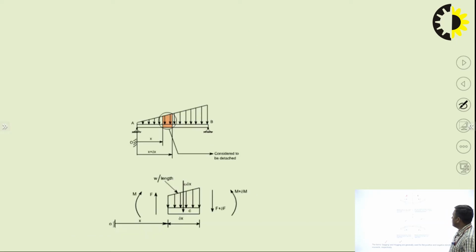I hope it is clear. Now I am moving ahead. What is the relation between shear force and bending moment?